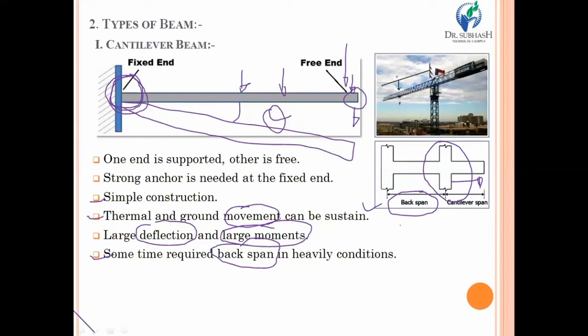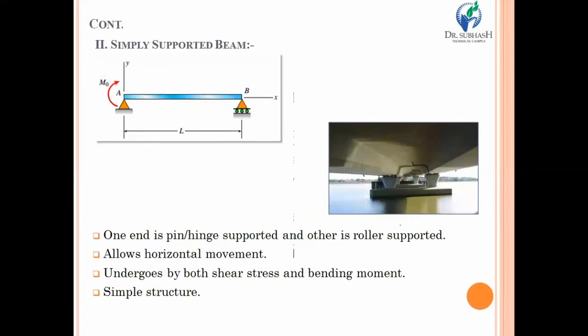So by using that back span, you can use a cantilever beam in various applications, highly loaded applications where the loads and moments acting on the beam have a higher magnitude. So this is what we have about a cantilever beam. Next, and most important, the type of beam we come across is the simply supported beam.